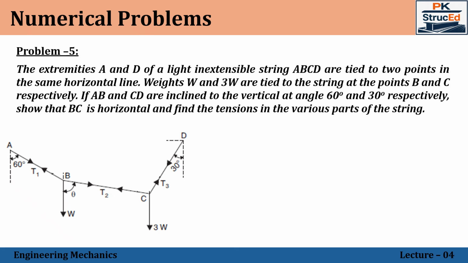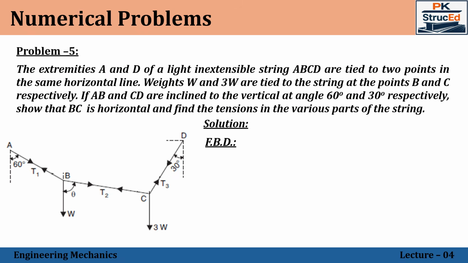The question is, you need to prove that the portion BC is horizontal. If I take an angle theta for the portion BC with respect to the vertical, and solve for theta, we need to get the value as 90 degrees. If I prove 90 degrees, the portion BC will be in the horizontal direction. Once that is proved, the second part is to solve for the tensions in all three segments.